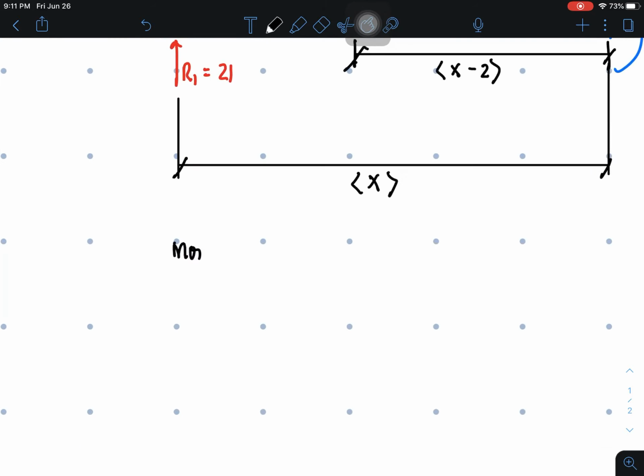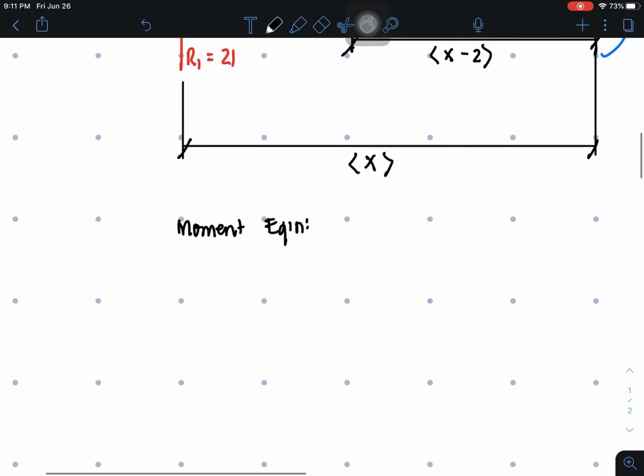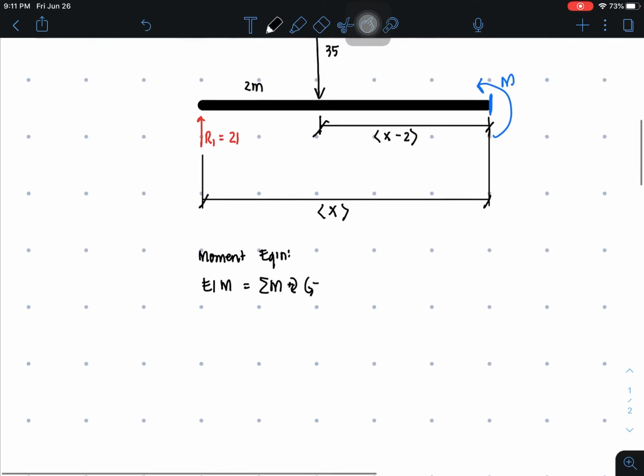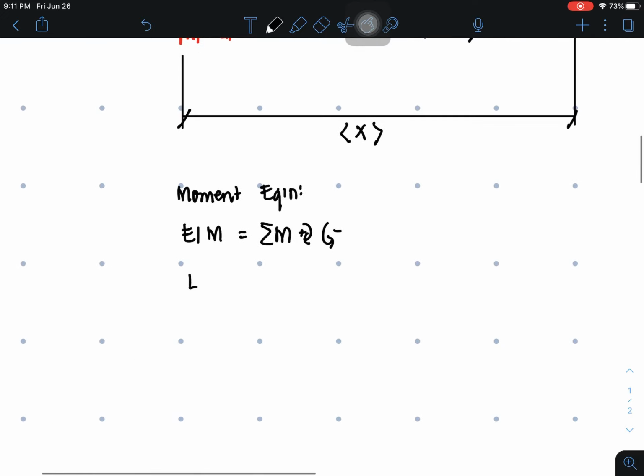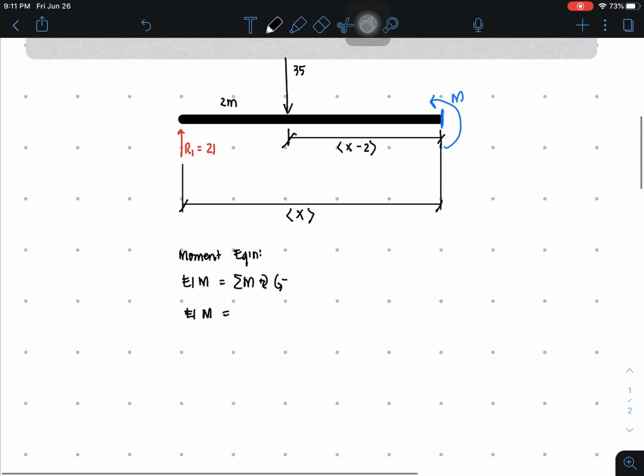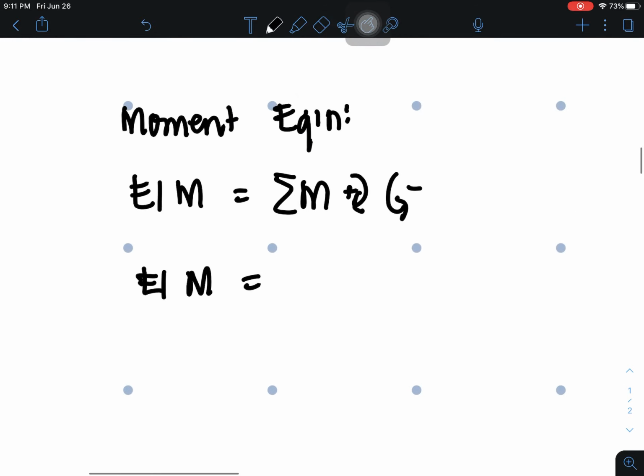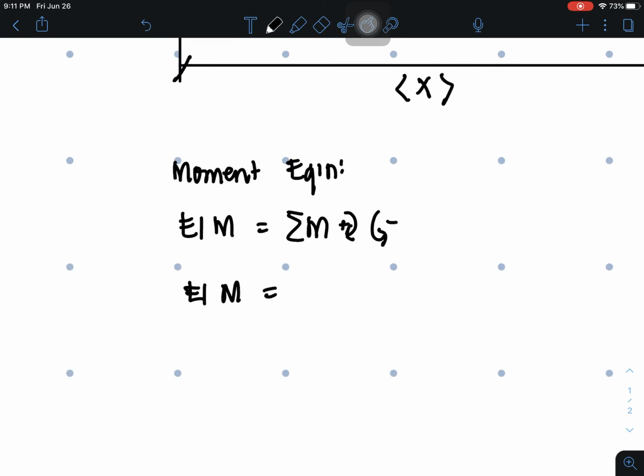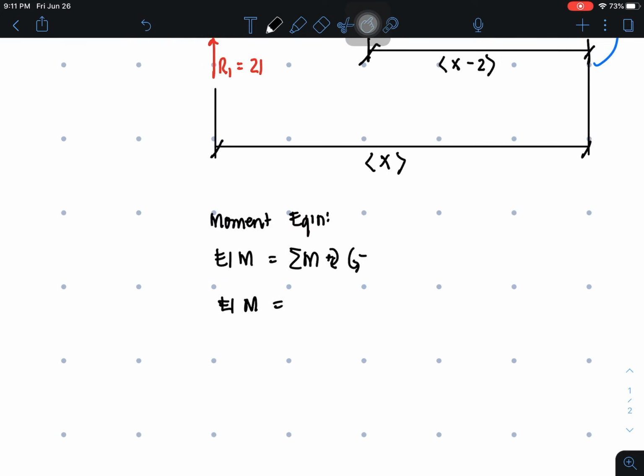So moment equation, how to formulate the moment equation. It's going to be EI of the moment is equal to the summation of moment, clockwise positive, counterclockwise negative. So let's start with R1. By the way, EI is the flexural rigidity. It measures the rigidness of the material with respect to its moment of inertia. The bigger the section, the bigger its rigidity. It is the resistance to flexure or bending. That's why it's called flexural rigidity.